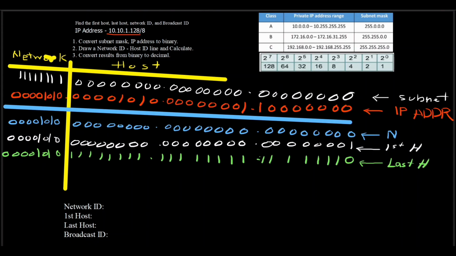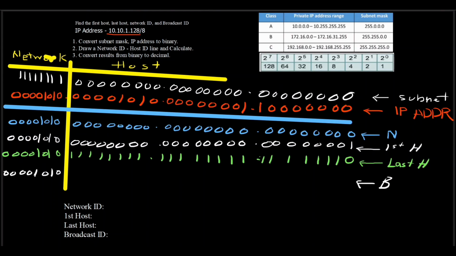And finally, I want to look for the broadcast ID. So the B, I'm going to call it B. So the broadcast ID, same thing with the network portion. Put it exactly the same, that 10.